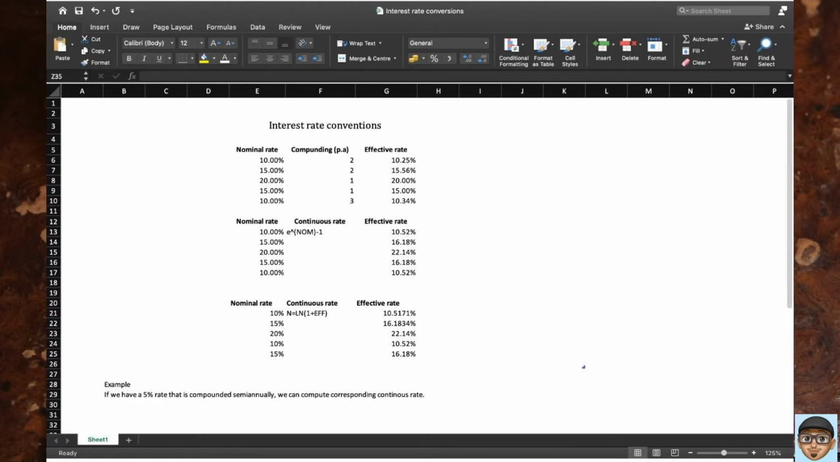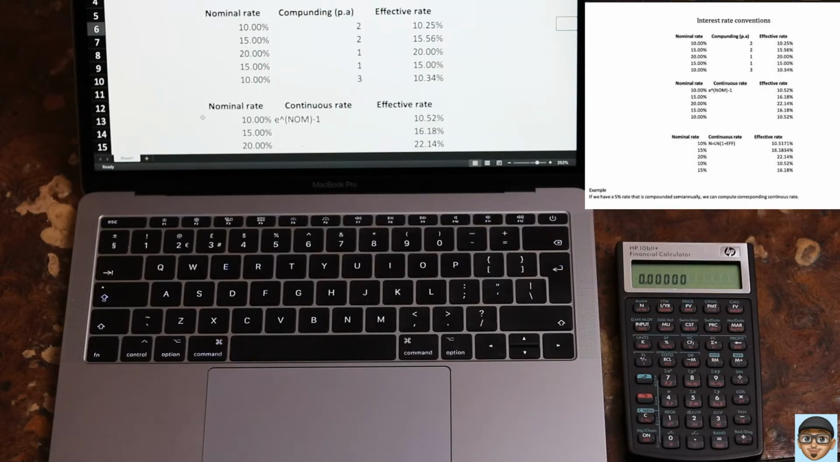As you can see on the screen, I already have computed the rates in Microsoft Excel. Then we'll see how to use this calculator to get similar answers. We are going to see how to move from nominal interest rate to effective interest rate using discrete compounding, such as semi-annual, quarterly, monthly, etc., as well as continuous compounding.